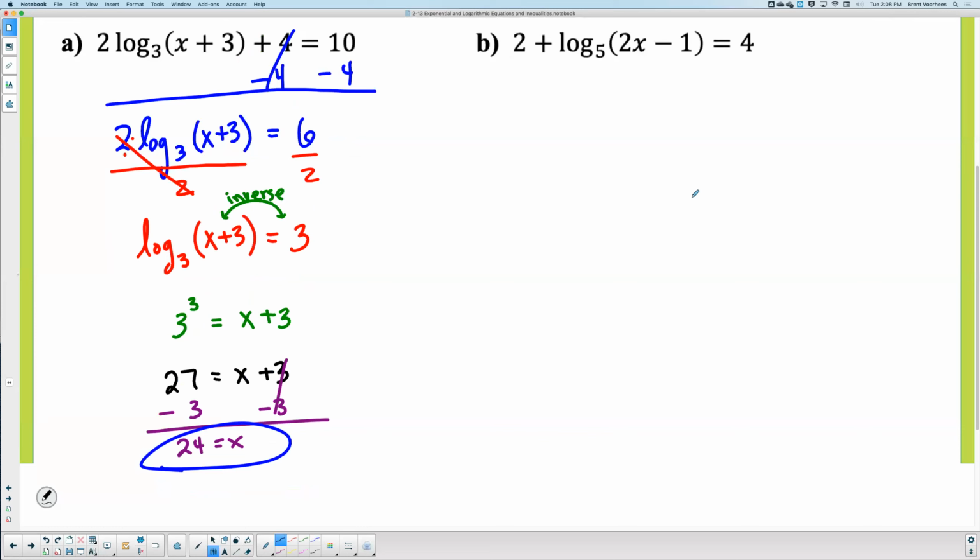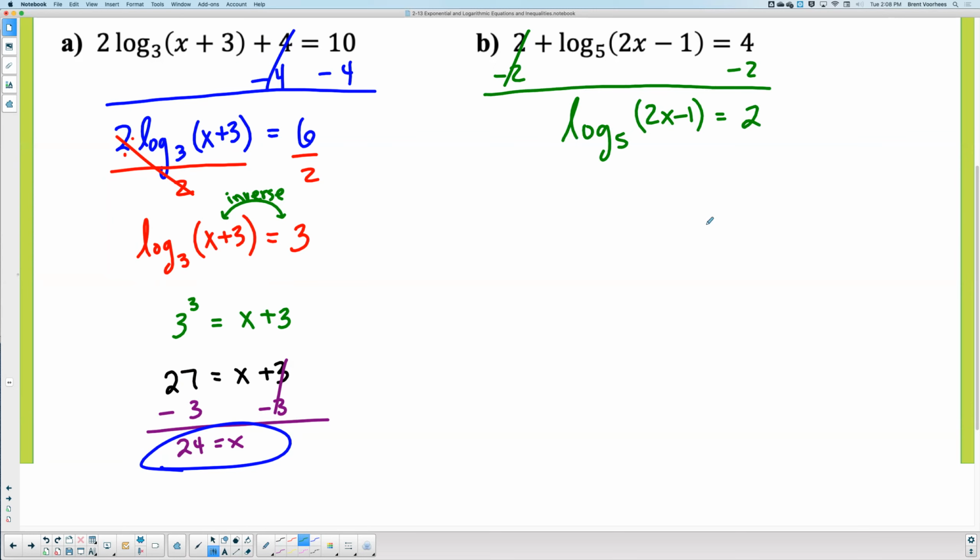Okay. How do I solve this logarithmic equation? Why are we subtracting 2? Because it's not multiplying. We want to isolate the logarithm. This 2 is adding. The inverse operation is to subtract. So if I subtract by 2, that gets simplified out of there. It's canceled, if you will. Log base 5 of 2x minus 1 equals 2. That was step 1 from that little cheat sheet I gave you.